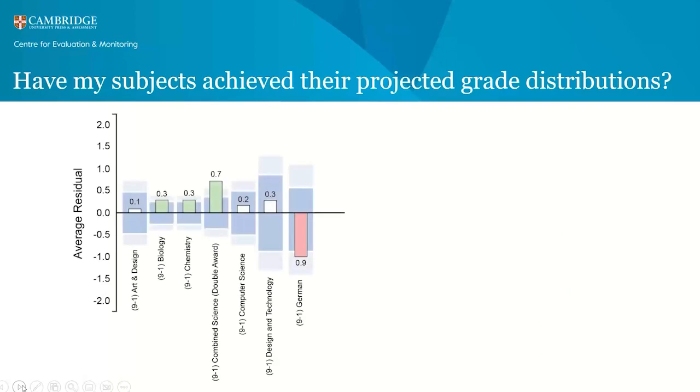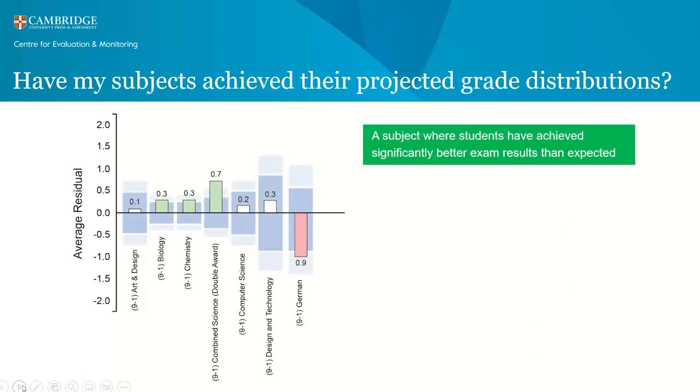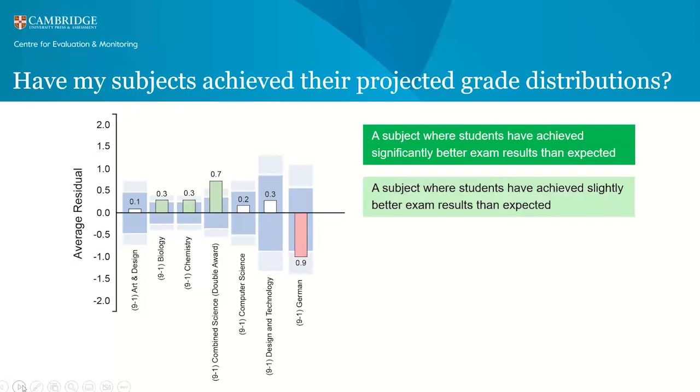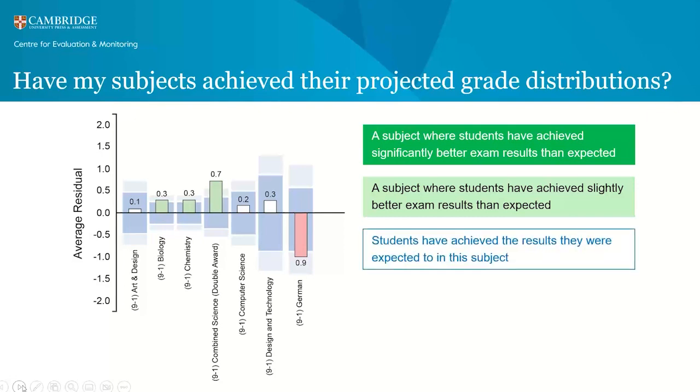And you'll see charts like this one, where any students who have achieved significantly better exam results than expected will be in a dark green colour. So the colour-coded nature of it makes it really easy to read. A slightly lighter green will show where they've achieved slightly better exam results than expected. Any white ones, students have achieved the results they were expected.